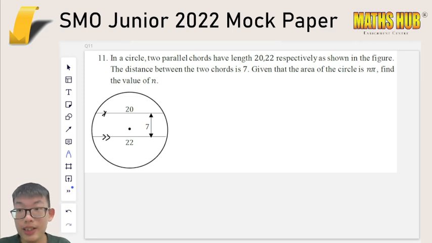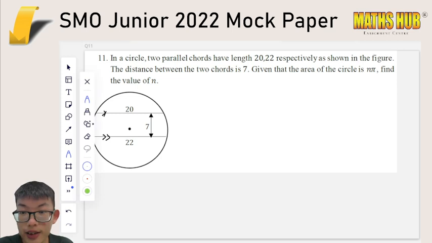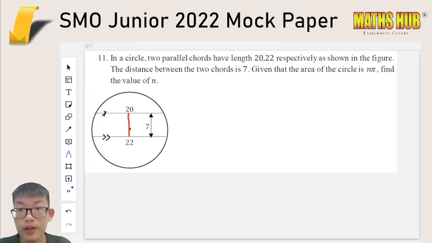Now, I believe the easiest way to proceed would be to draw a line through the center that is also perpendicular, and that will have length 7. We want to make use of the fact that they are symmetric. In a circle, you have lots of equal things. So we can say that you would split the 20 into 10 and 10, and split the 22 into 11 and 11.